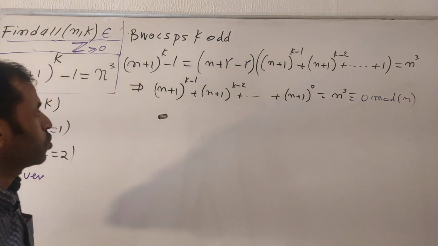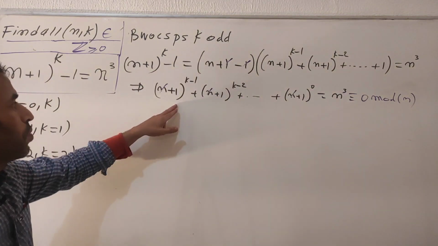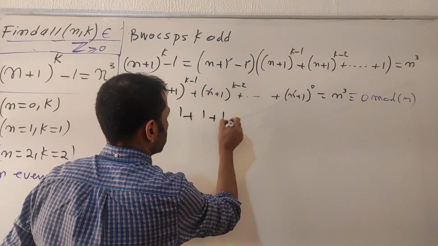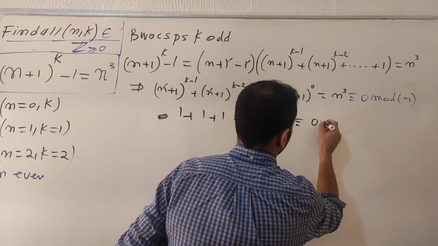Okay? So this one is 0, this one is 0, and all the way down, this one is 0. I will be left with 1, plus 1, plus 1, and all the way down until you get 1. This one is congruent to 0 mod n.